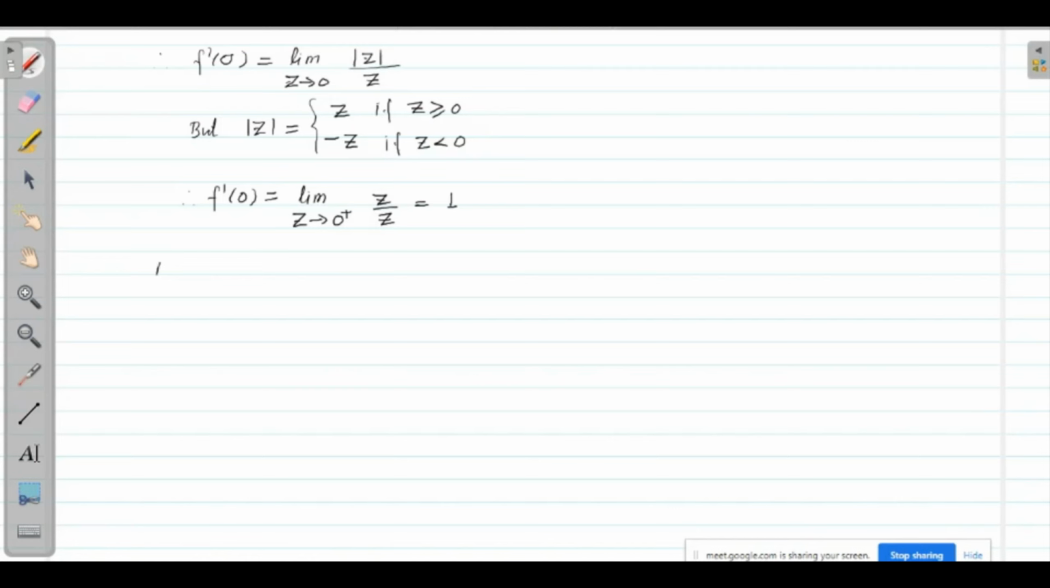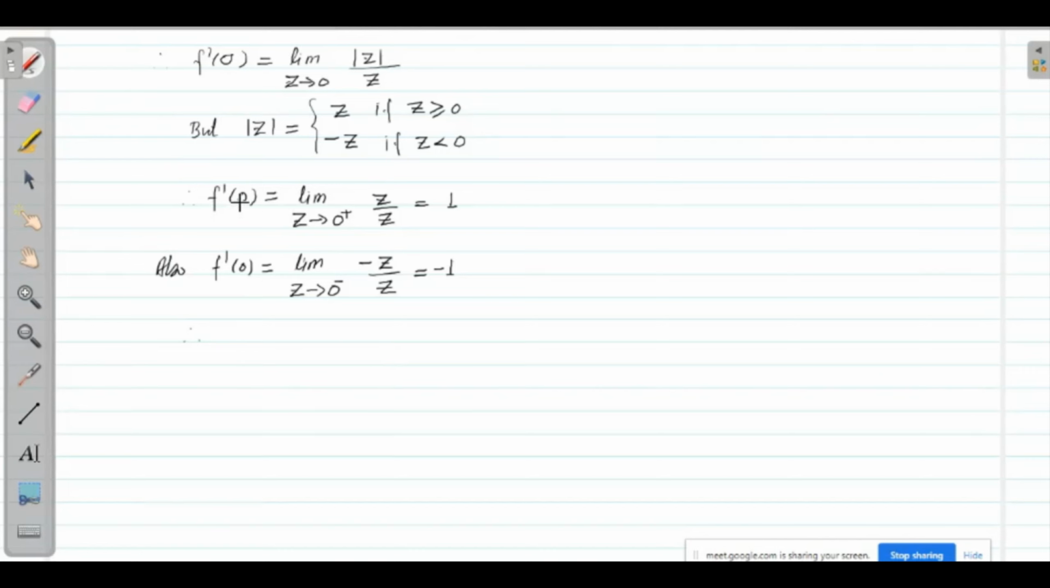Now also, this is f dash of 0, and this is equal to limit z tending to 0 minus. So instead of modulus of z, we are putting over minus z. So this is minus z divided by z, and this z cancels. You will have minus 1.